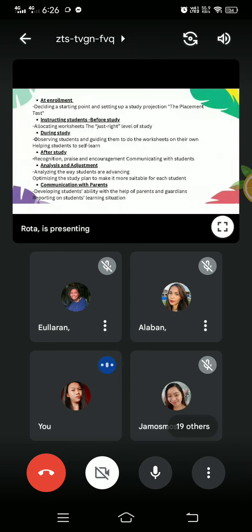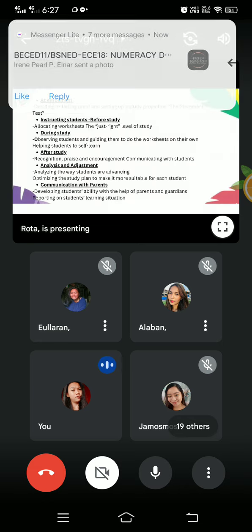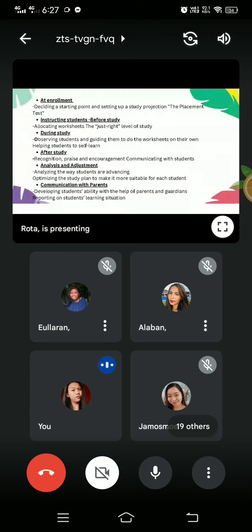All right, so the Kumon method goes like this. First, at the enrollment, it is where they decide a starting point and set up a study projection. The instructor gives the children a diagnostic test to determine the appropriate starting point that allows students to enjoy their study and receive perfect scores.